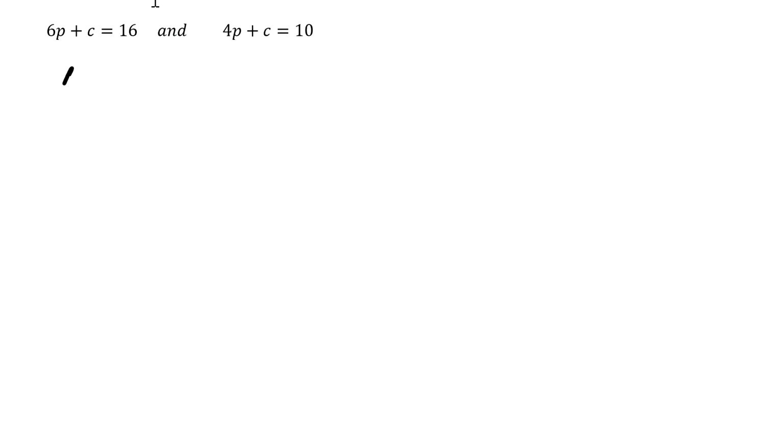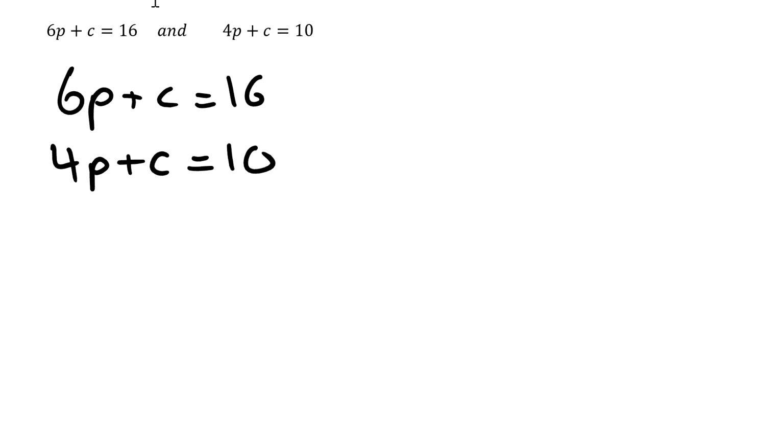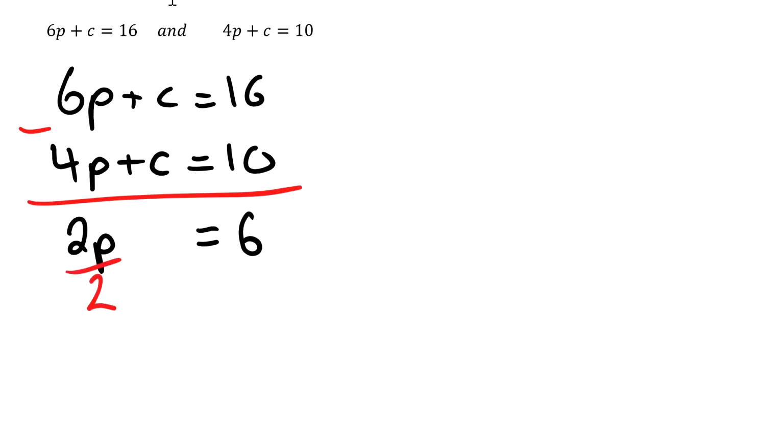So again, I'm going to write them above each other. I notice that they're the same, so this time I'm going to try subtracting. Draw my line going across the bottom. 6p take away 4p is 2p. C take away c is nothing. 16 take away 10 is 6. Divide by 2.